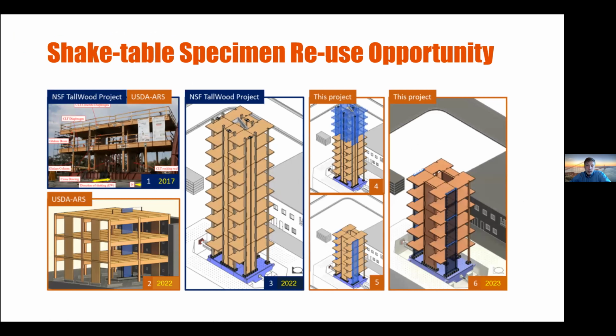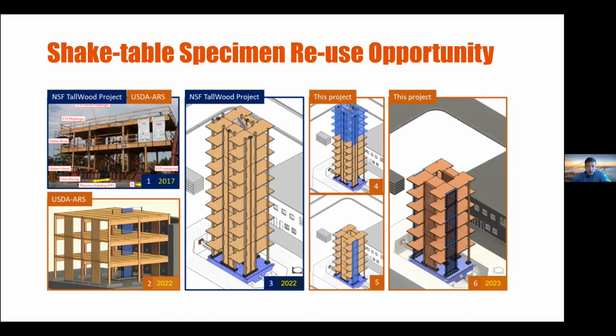So a six-story mass timber specimen is used to validate performance and design selections specified by our converging design methodology. The six-story shake table test builds on previous work done for mass timber structural spine rocking wall systems for two and three-story buildings that I'll touch more on later.